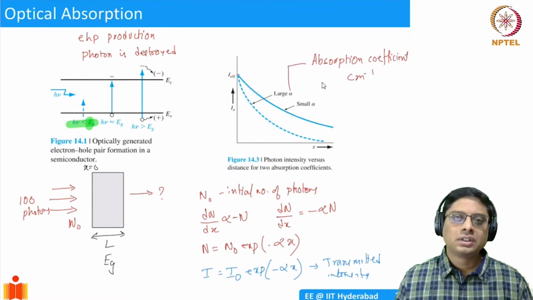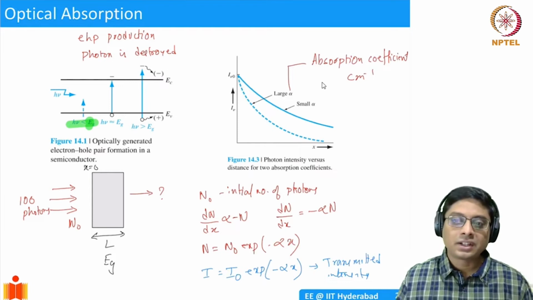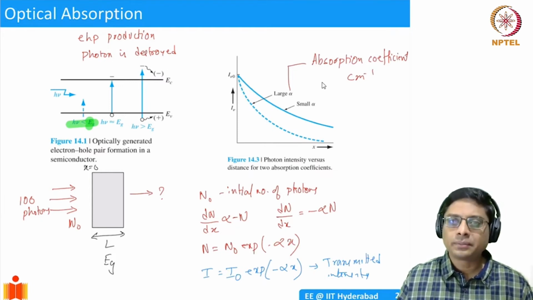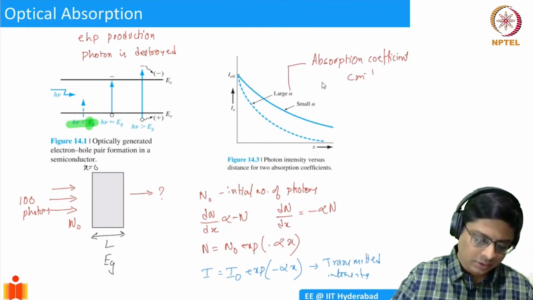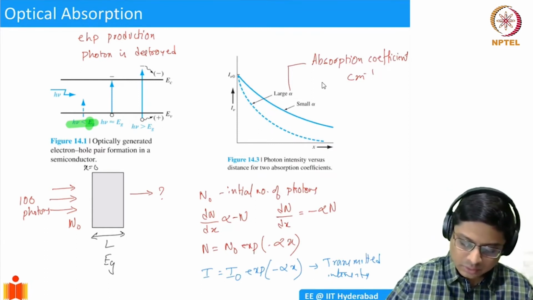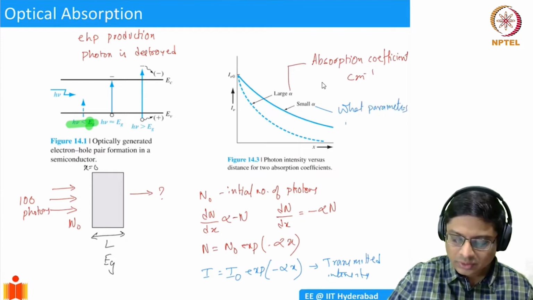So now, based on our knowledge of semiconductor devices, is alpha a fixed quantity or a material property, or what are the parameters that influence alpha? So think about it.